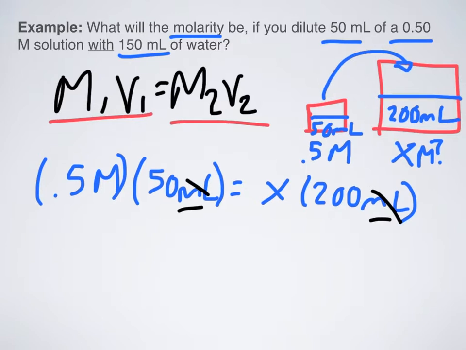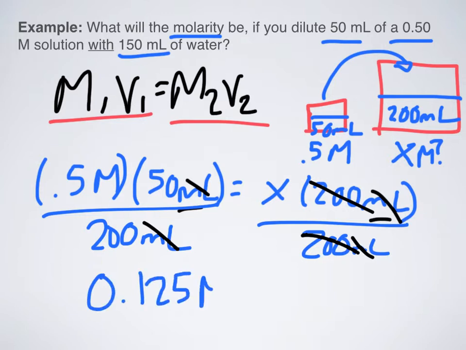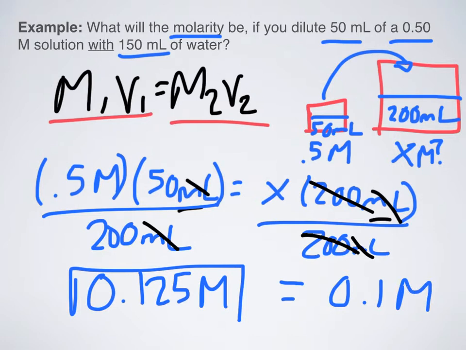So let's solve this. So what do I need to do? I need to divide this by 200 milliliters, divide this by 200 milliliters, and again, notice everything cancels out actually. And so I'm left with a molarity of 0.125, and that's capital M there, okay? And that would be my molarity. If I'm using actual significant figures, though, it would be a molarity of just 0.1, because I only have one significant figure in 50. But there you go. That's how you'd find the molarity of this dilution.